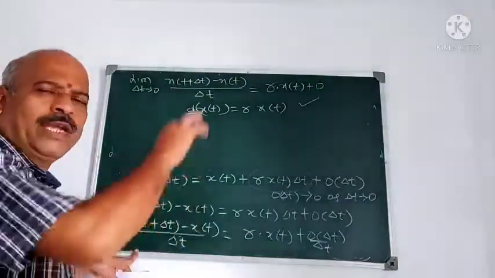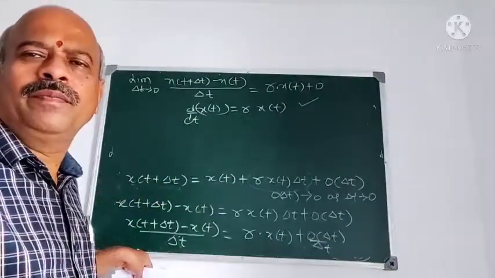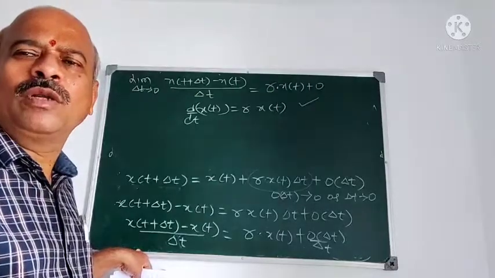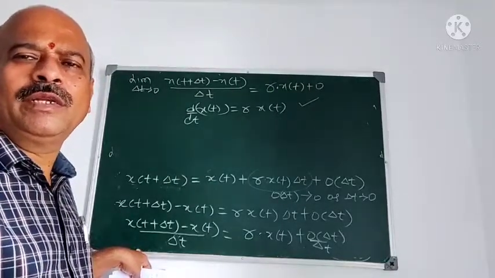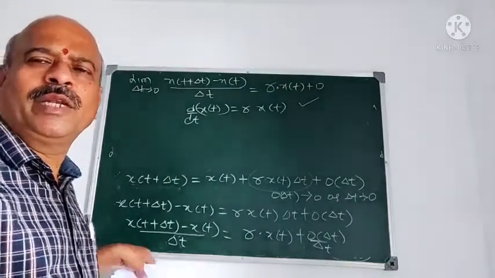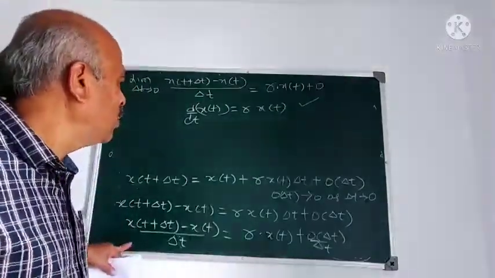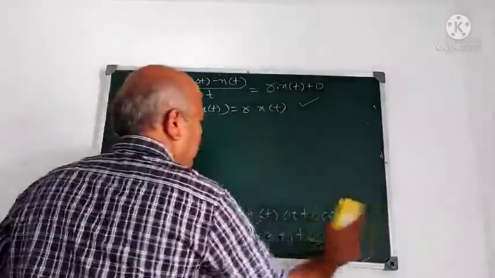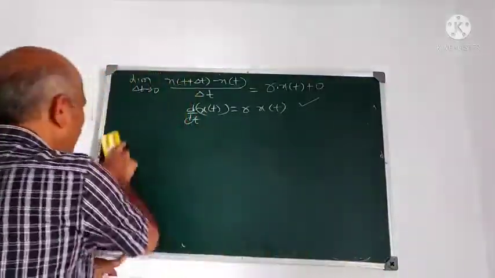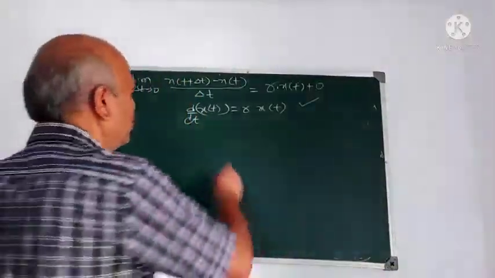Now, what do we have to find out? We have to find out x of t now, because x of t is the amount invested for time interval t, and R is the rate of interest. It is compound interest. And we have to find out x of t. To find x of t, we separate the variables and integrate, and we will get x of t.